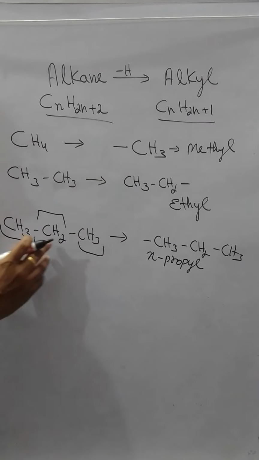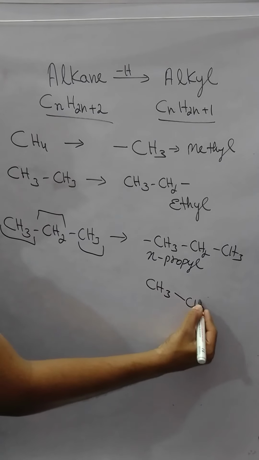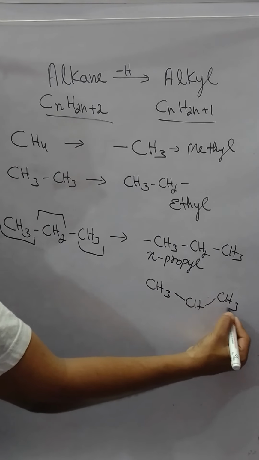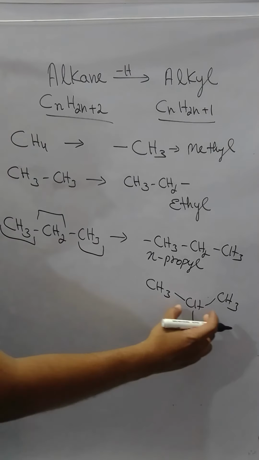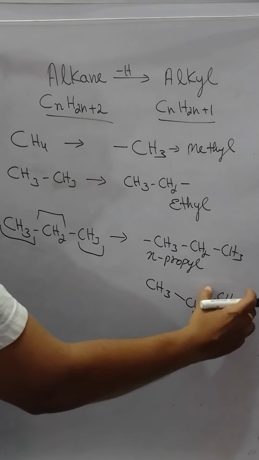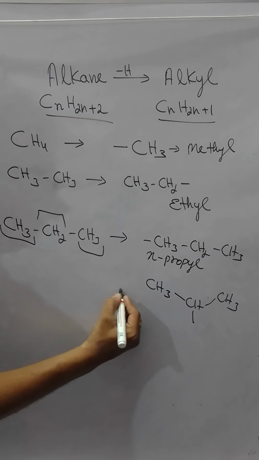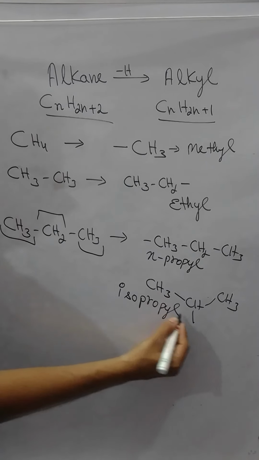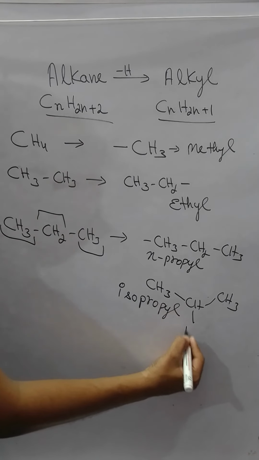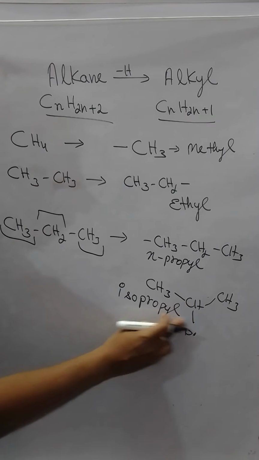Okay. If I remove one hydrogen atom from here, it will be my CH3, CH, CH3. Remember this group, this is very, very important. Now, look at the CH. On either side of the CH, I have two CH3 groups. The same groups are present on either side. So I call this iso, and this will be a propyl. Now any group attached over here, for example, if I put bromine over here, then we call it isopropyl bromide.